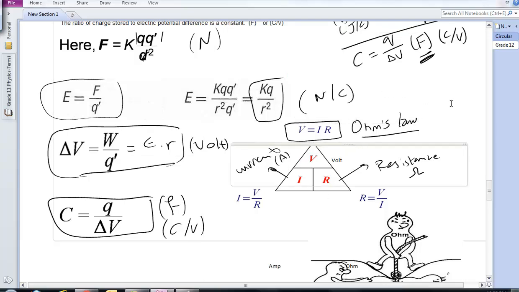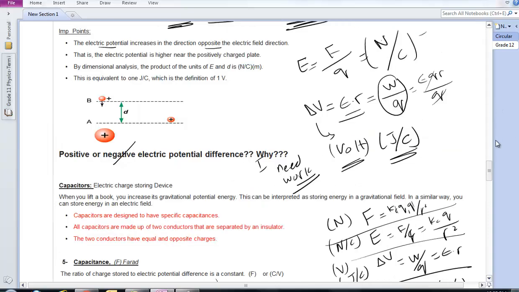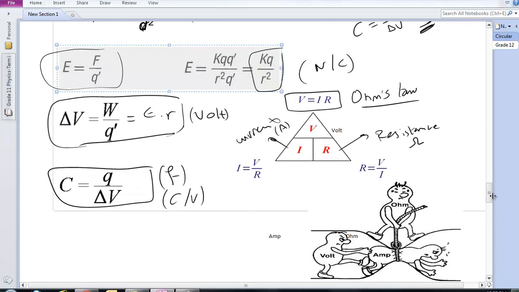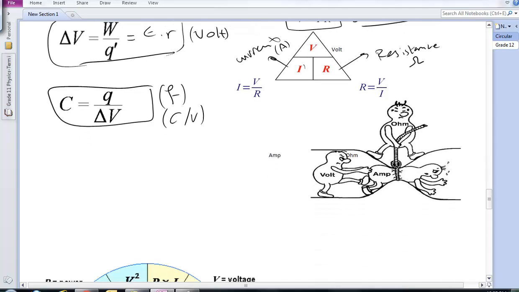You can use this triangle to relate the three quantities. So if you need the V, it is I times R. If you need the I, it is V over R. If you need the R, it is V over I. And this is a very useful diagram that shows you the meaning of each part.